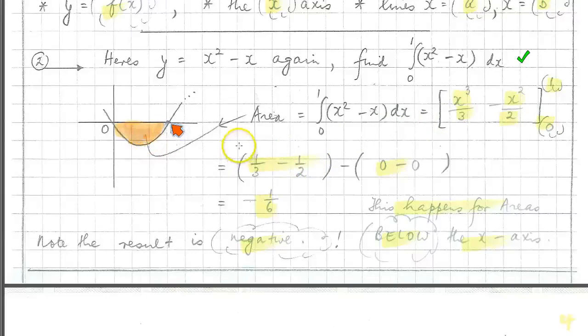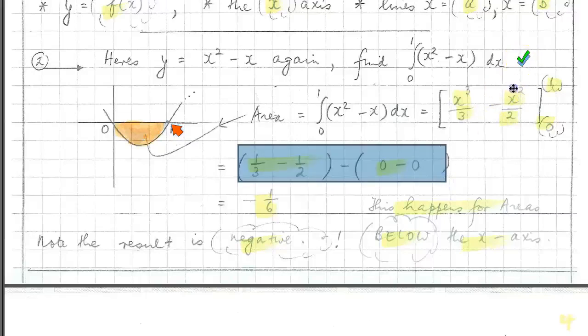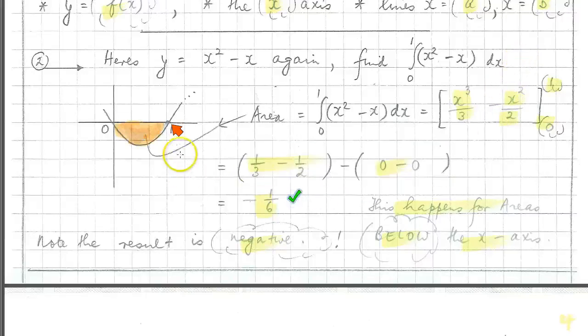All right, substitute the 1 in, you get 1/3 minus 1/2. Substitute the 0 in, you get 0 minus 0. And subtract 1/3, take away 1/2, you get minus 1/6. That area below the x-axis is always a negative value. So this happens for areas below the x-axis. The result is negative. It is something we must keep in mind.